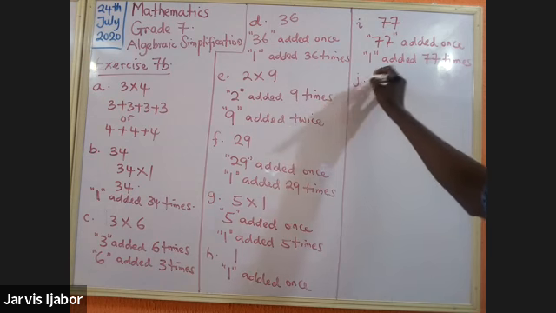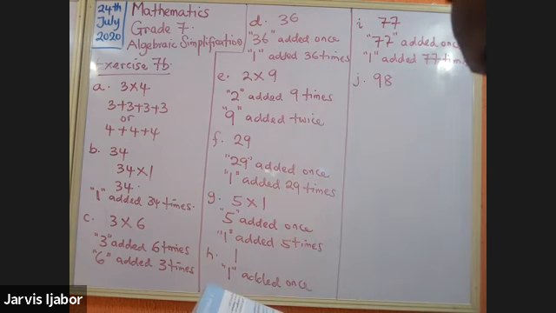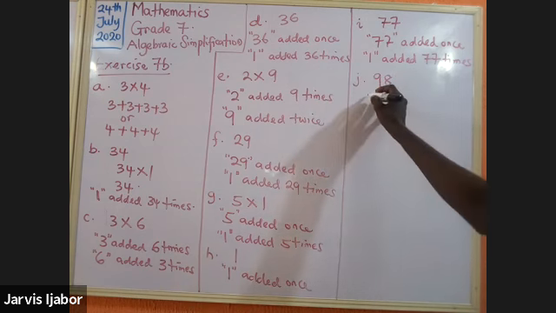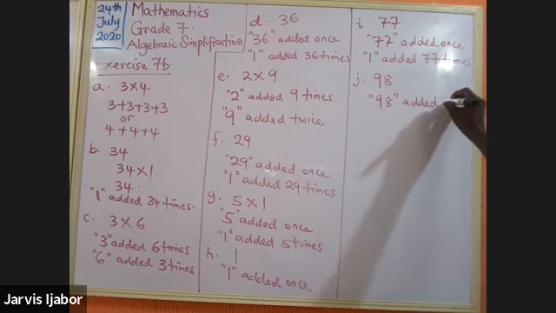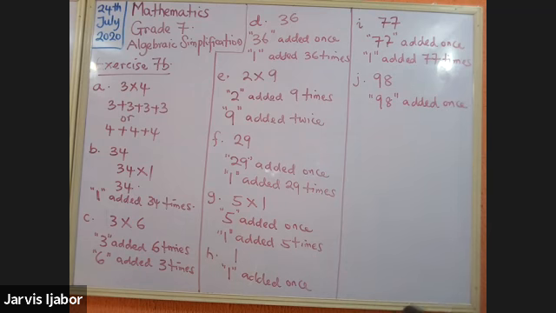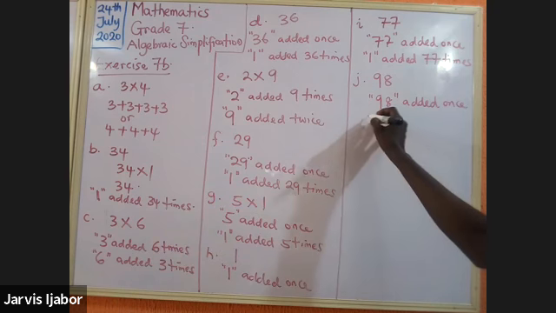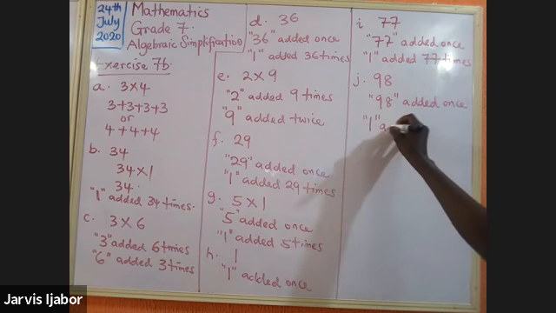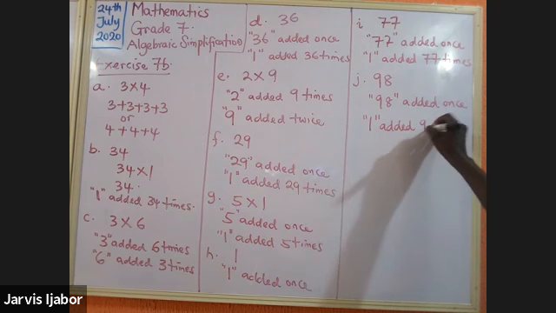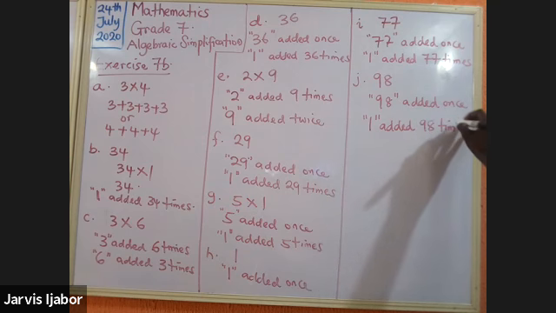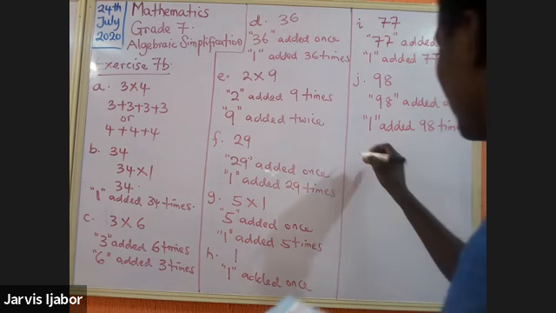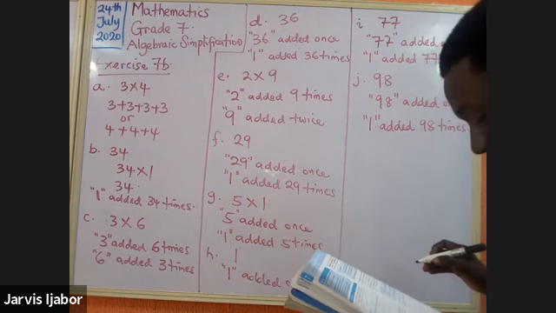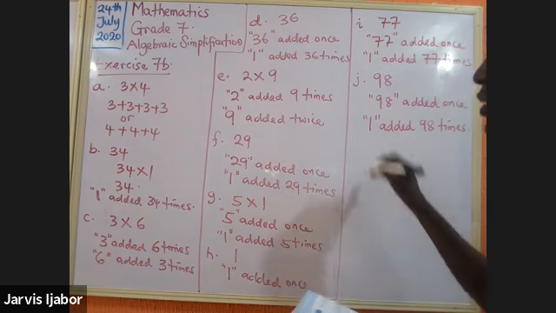Now, J, you have 98. That will mean 98 added once, or 1 added 98 times. So that's for question 1. So let's look at question 2.